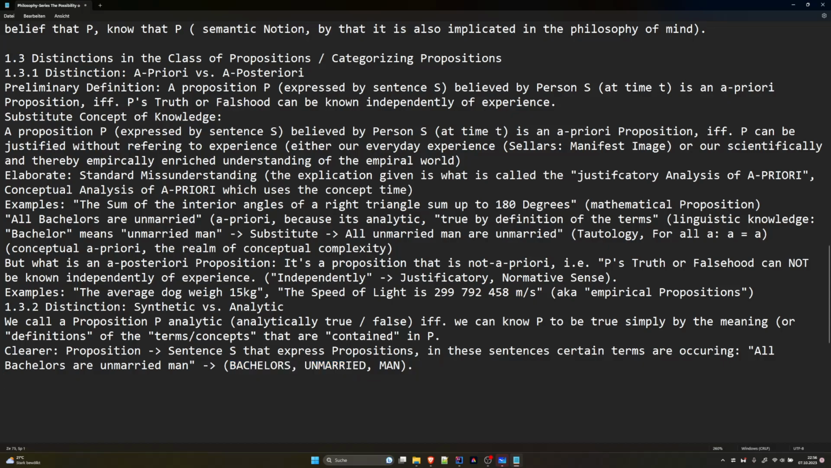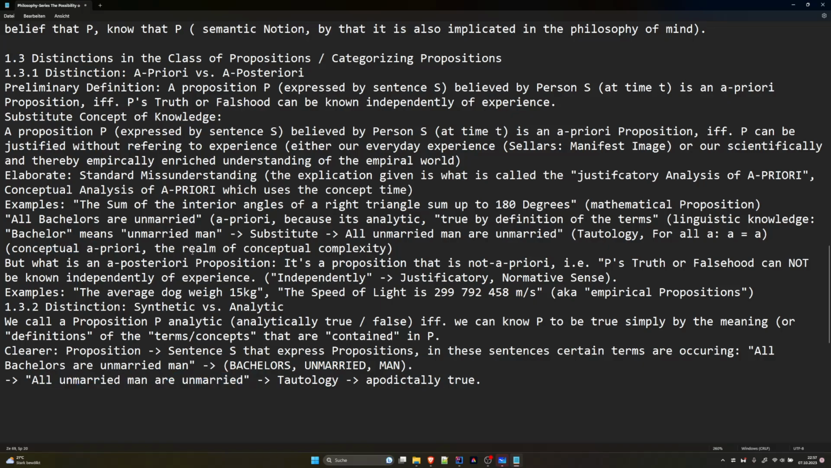And I already showed you in the last video that this is obviously true for this statement, and because of this we can call the proposition all bachelors are unmarried men analytic, because if we substitute the meaning of bachelor, we get all unmarried men are unmarried, and this is a tautology and apodictically true, therefore. Okay.